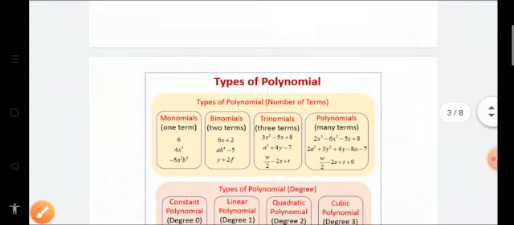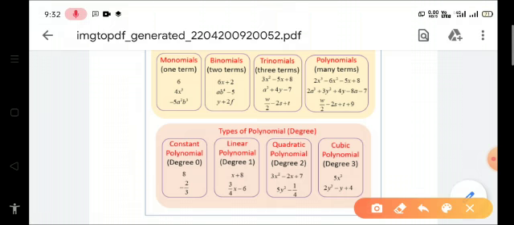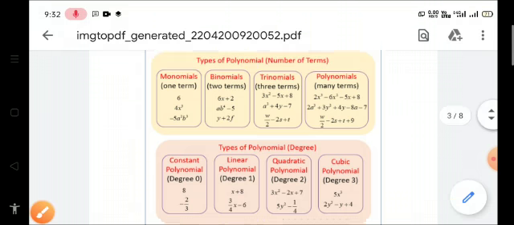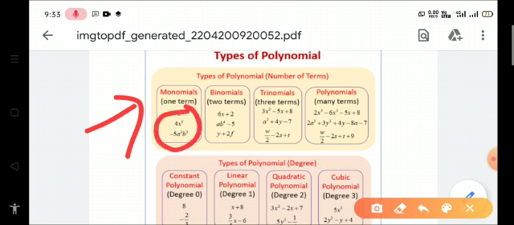Next topic is the types of polynomials on the basis of the number of terms. Monomials are the type of polynomials which have only one term, meaning there is no plus or minus sign separating terms. See that here it is only one term. Binomials mean two terms. See that there is one plus or minus sign, so it has two terms. Trinomials have three terms.